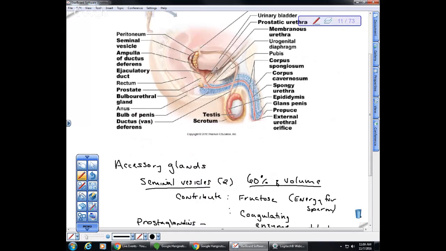So if we look at the diagram here, this is my bulbourethral gland. Here's my prostate gland, here's my seminal vesicles, and then this structure right here is the bulbourethral gland. Prior to ejaculation, it is what releases the substance that comes out through the penis, and that just lubricates it and also prepares it for the ejaculate traveling through it.